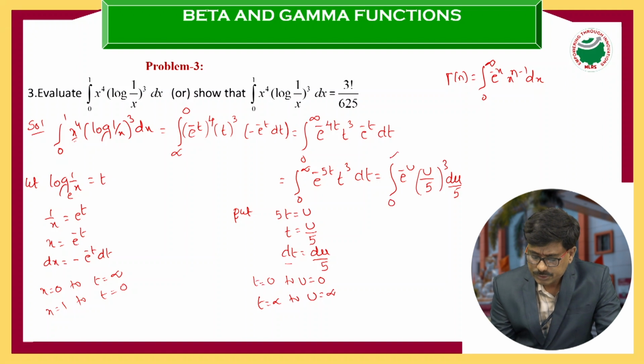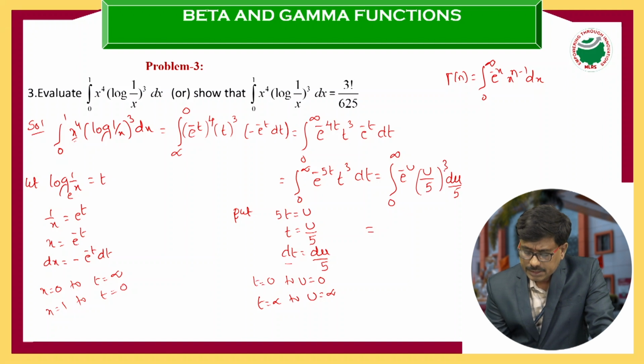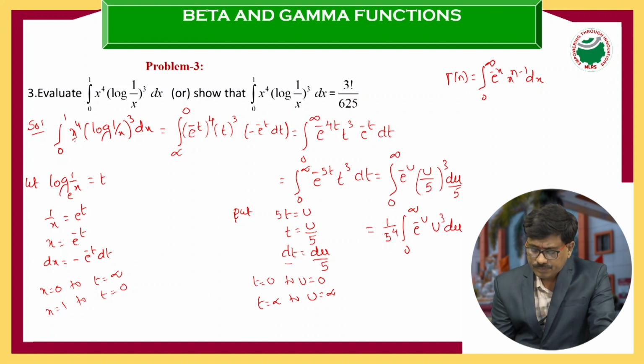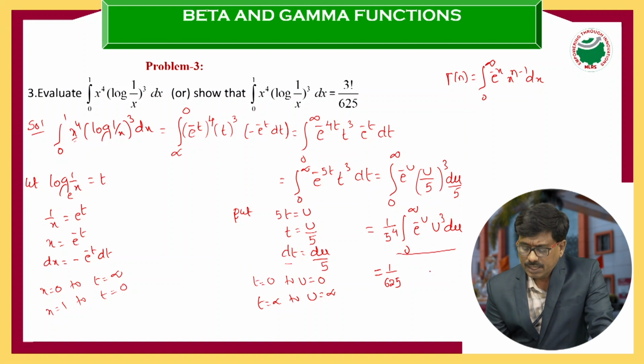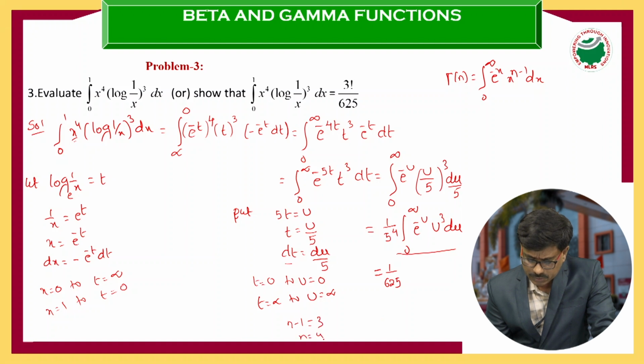Now this integral becomes 0 to infinity. Let me simplify this one. Here 5 power 4 comes out, integral 0 to infinity e power minus u, u power 3 into du. This becomes 1 by 625 into this integral value. I can rewrite, comparing with this value, n minus 1 is equal to 3, so n equals 4. I can write gamma of 4.